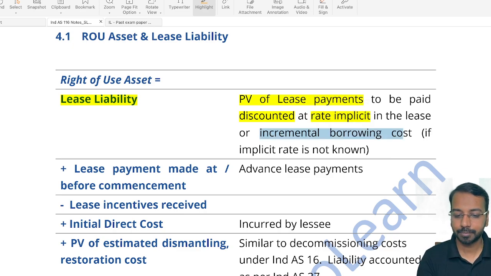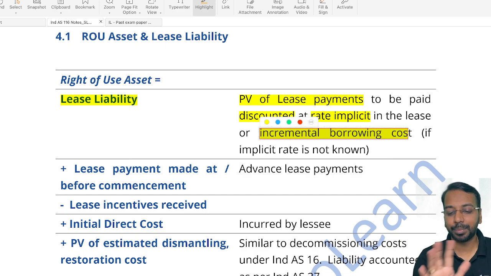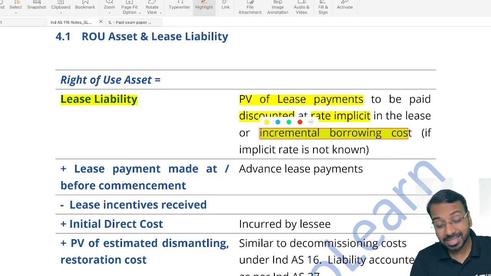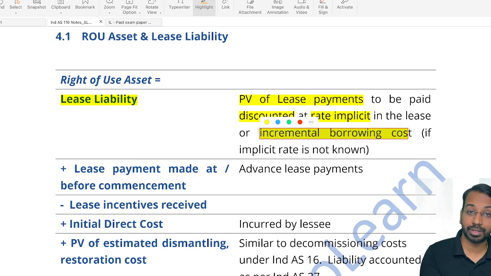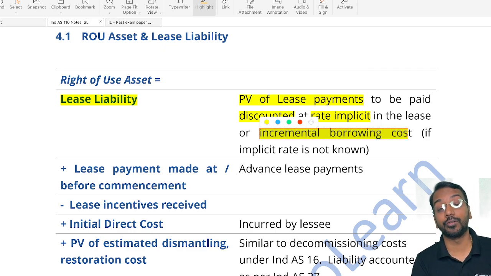Now, two things. To calculate the present value, I need the lease term, which we have already understood. To calculate the present value, I need the discount rate. Now, the discount rate has to be either the rate implicit in the lease or the incremental borrowing cost. Here a lot of students get confused. Sir, is this rate from the point of view of the lessee or the lessor? Whose rate are we talking about? Students, the rate implicit in the lease is from the point of view of the lessor, and the incremental borrowing cost is from the point of view of the lessee.